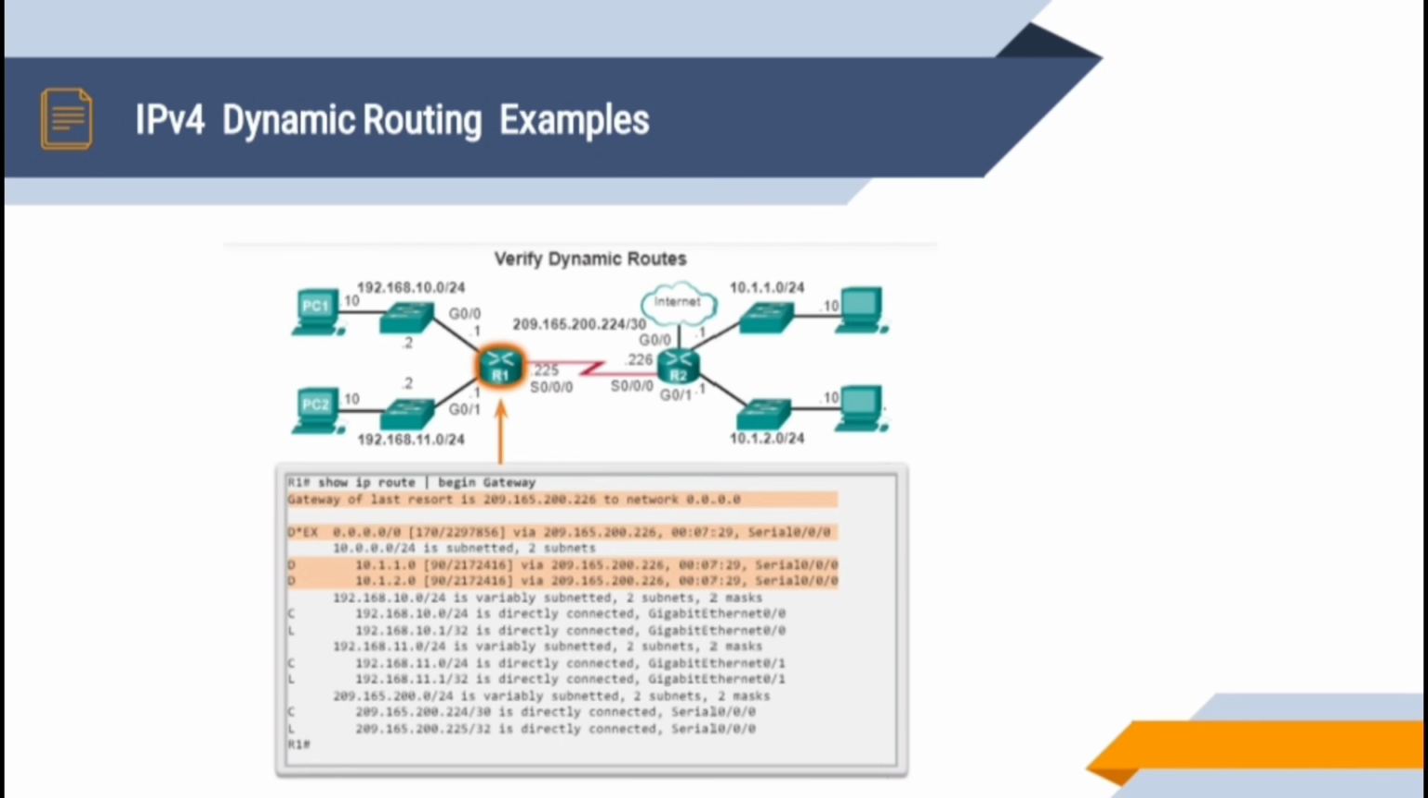The entry beginning with D*EX identifies that the source of this entry was EIGRP, also known as D. The route is a candidate to be the default route, as indicated by the asterisk, and the route is an external route, as EX, forwarded by EIGRP. The other 2 D entries are routes installed in the routing table based on the update from R2 advertising its LANs.